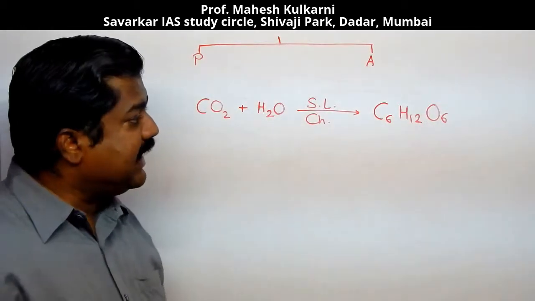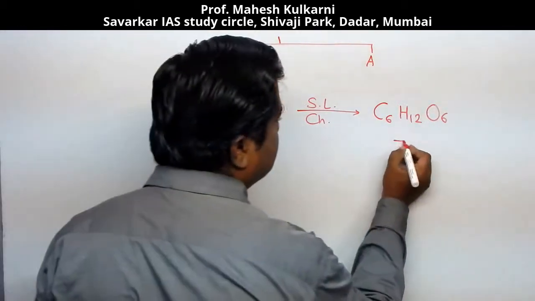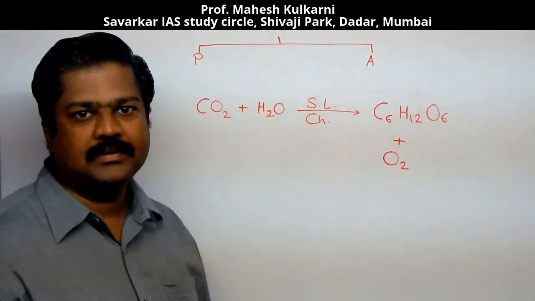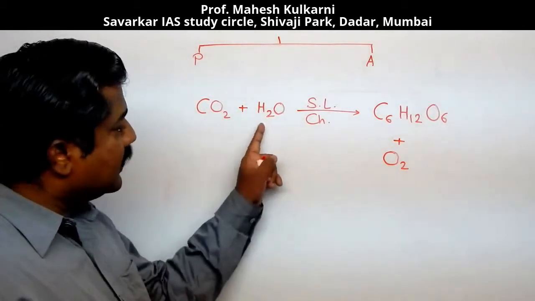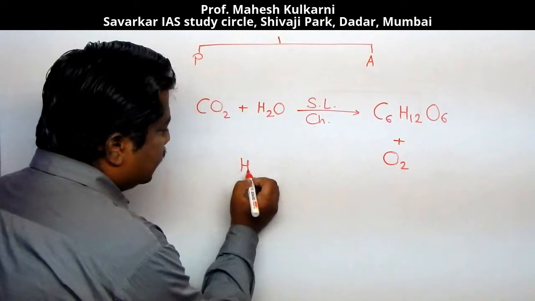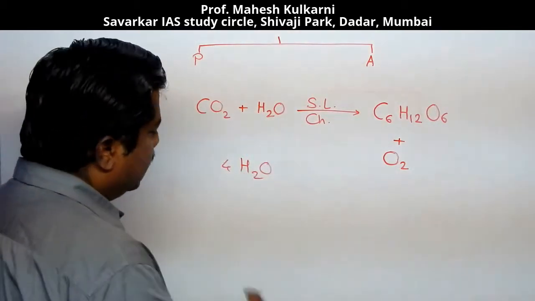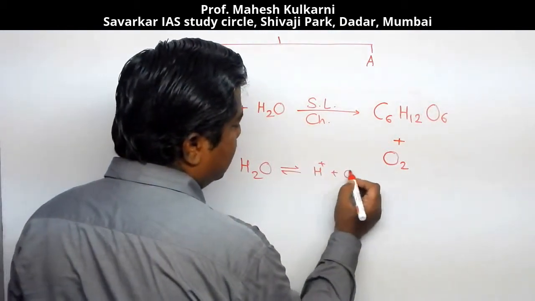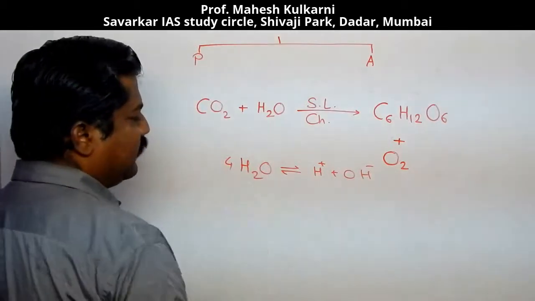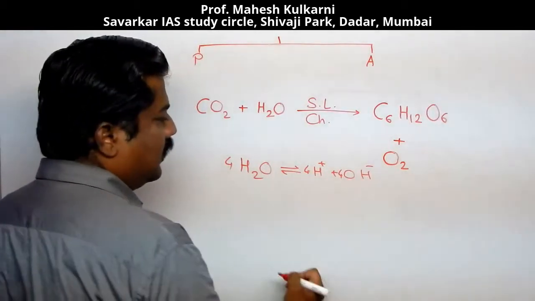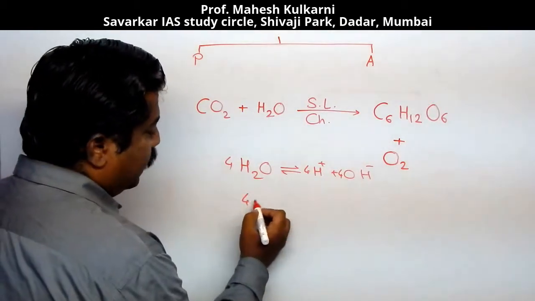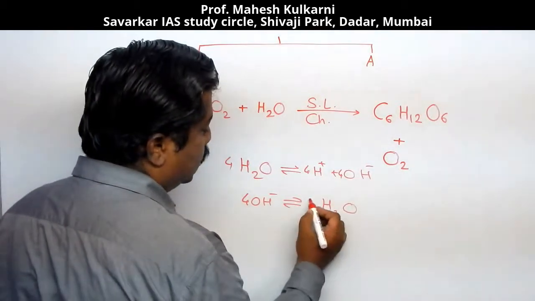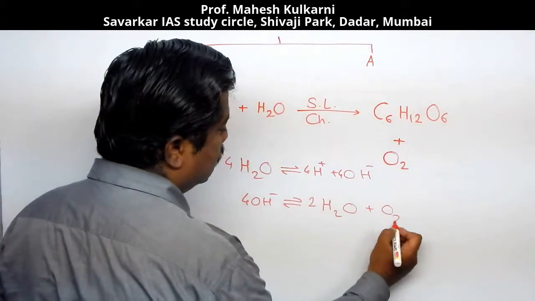We are getting C6H12O6 plus oxygen, which is liberated in this reaction. So this way water is decomposed. Here, for H2O, the proper reaction is that H2O is split into H+ and OH-. If I write 4, then there are 4 H+ and 4 OH-. So these 4 OH- again combine to give 2 H2O plus O2.